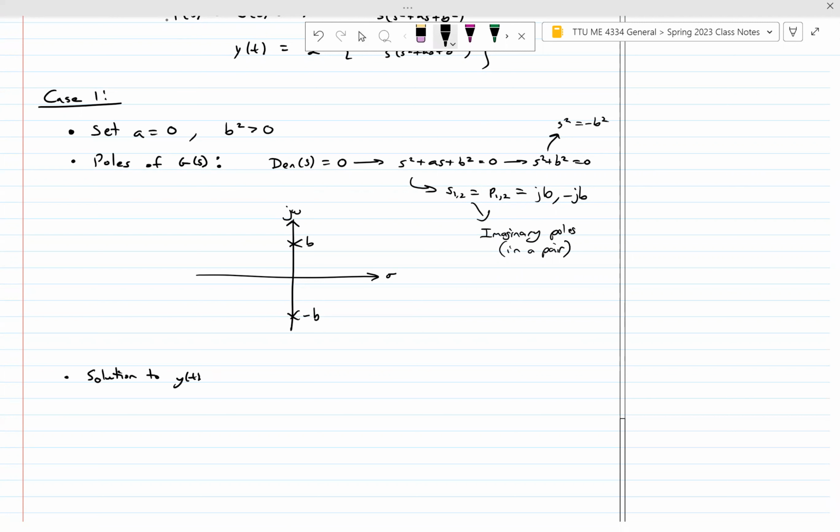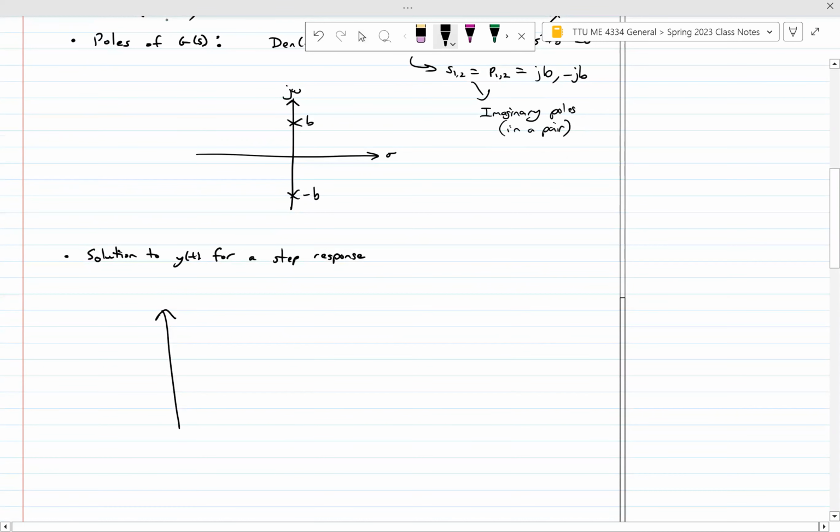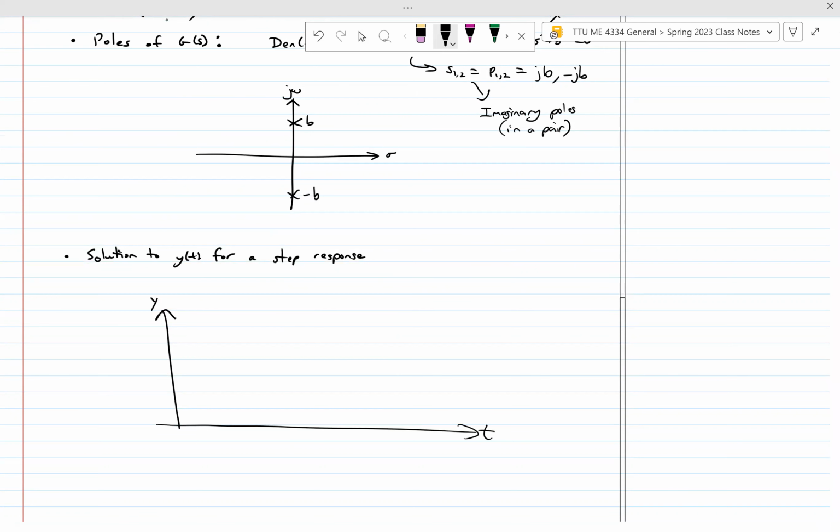Okay, so just hazard a guess. What is our solution for y as a function of time for a step response? What do we think? And maybe it'll be easier to first just talk it out. If we were to plot it, what do we think y is going to look like as a function of time?